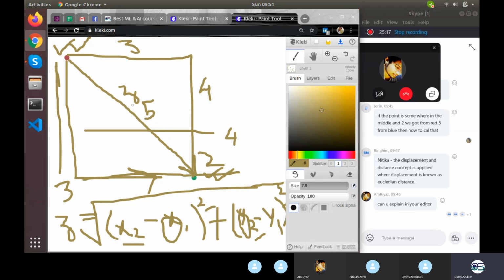So the total of them will always be more than this diagonal. So the diagonal will be a shorter path, which is not allowed. Otherwise, we would be following this only.